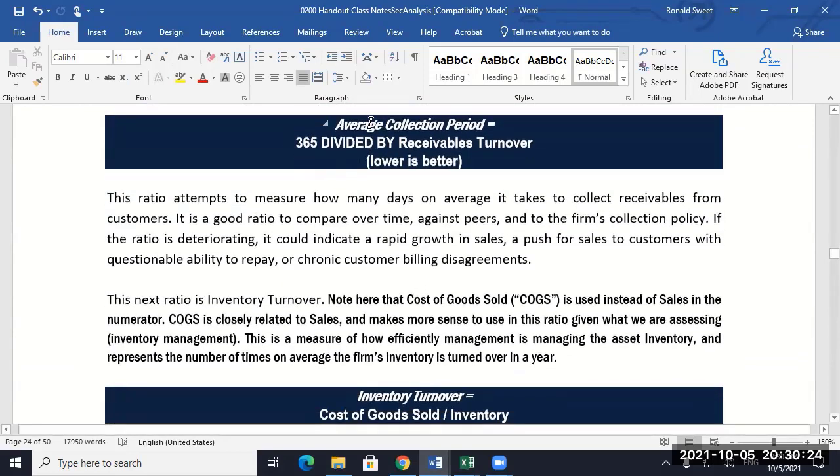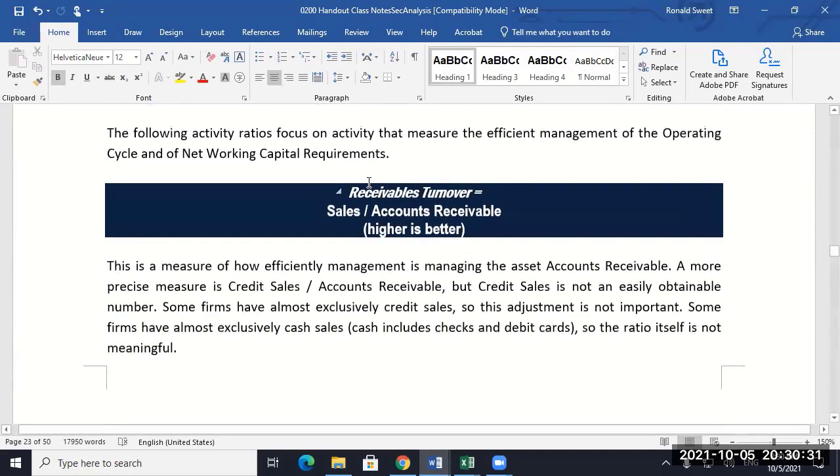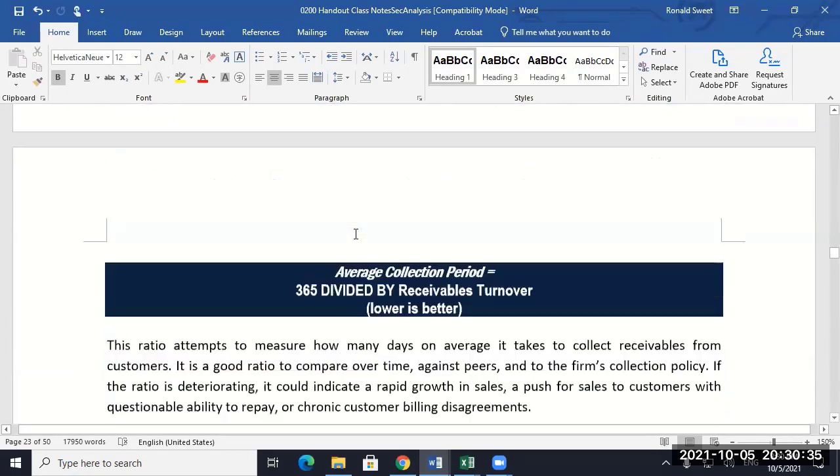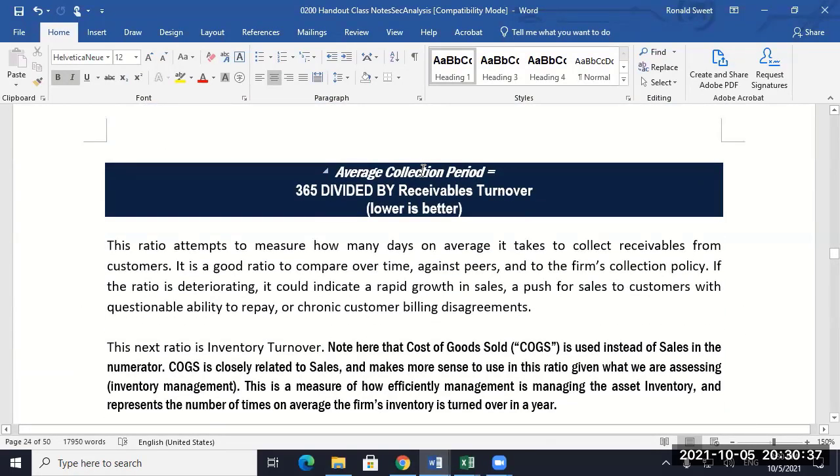So then we get these collection periods where you take 365 and divide it by that ratio. Lower is better here. On turnover, higher is always better. You want it as high as possible. But on the periods, lower is better. How quickly do they turn these over? So you take 365 divided by that ratio.